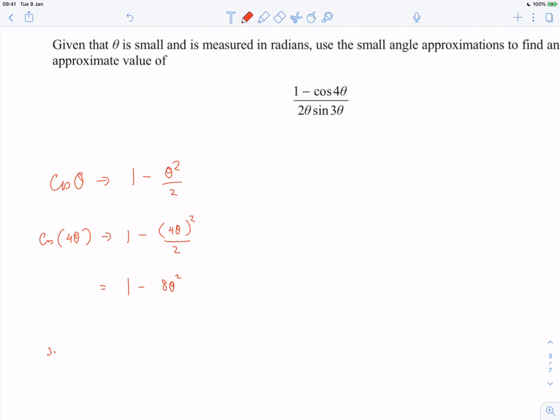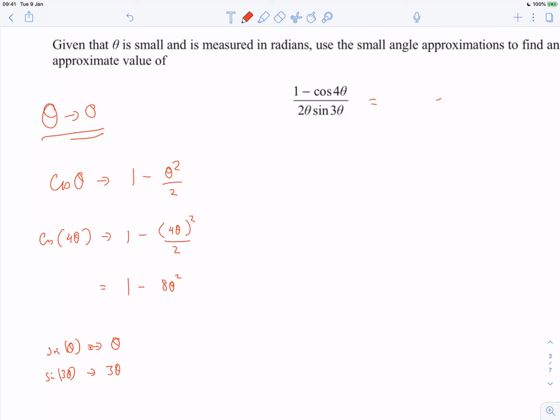Next up, if sine theta tends to theta, for this is all for when theta tends to 0, by the way, then sine of 3 theta, which is what we've got over here, is going to tend to 3 theta. So let's just crack on and see what happens there.